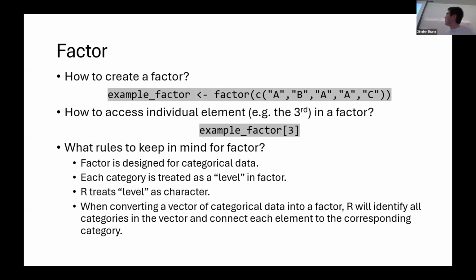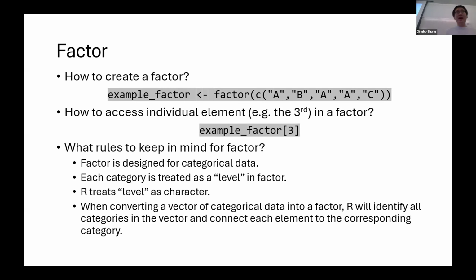Then let's move on to the second data structure, which is factor. How do we create a factor? That's easy. You just put factor followed by round bracket around a vector, and then it's a factor. And how do you access individual elements in a factor? It's also easy. It's the same as the vector. Then what's the difference between factor and vector?